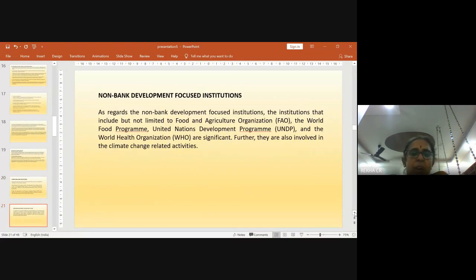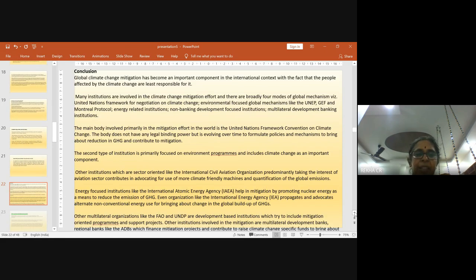So next is the non-bank development focused institutions. So the institutions that include but are not limited to FAO, the World Food Program, UNDP, and the World Health Organization are significant, and they are involved in the climate change related activities.